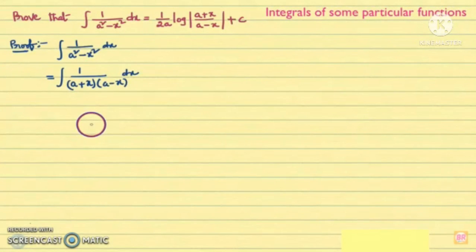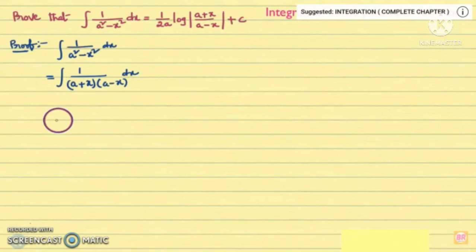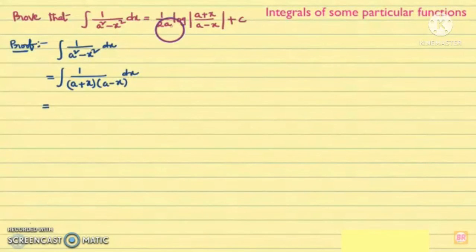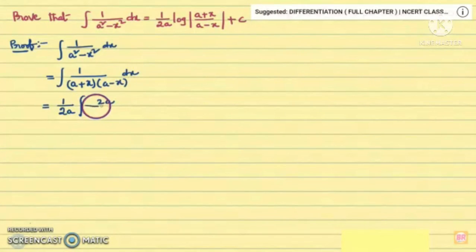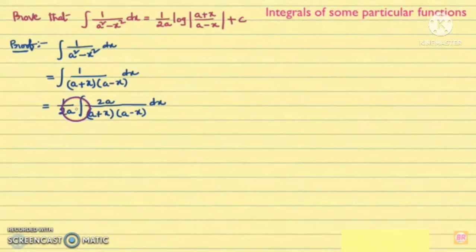So I am doing this problem by using a trick. What is the trick? Look here. You observe the answer has 1 divided by 2a. We know that 2a is constant. So what I will write here: 1 divided by 2a, integral of, in the numerator also I will write 2, divided by (a plus x) into (a minus x) dx. You observe here, the 2 will get cancelled, and you will get the same step.